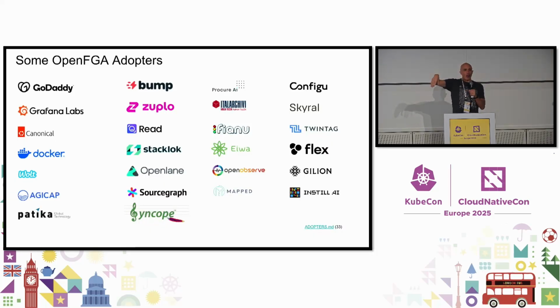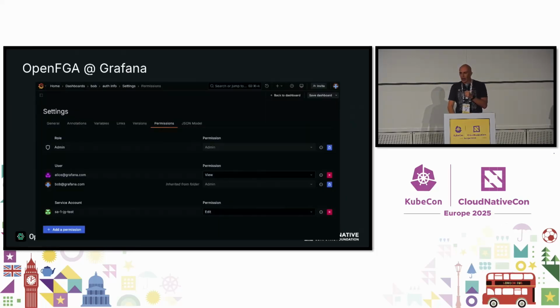These are some of the adopters that are using OpenFGA. We have an adopters.md file where every company can submit a PR for themselves. You'll see there are very large public companies like GoDaddy, some significant players in the cloud-native ecosystem like Grafana Labs, Canonical, and Docker, and a lot of startups working in the space that are using OpenFGA for authorization. Let's go to some examples.